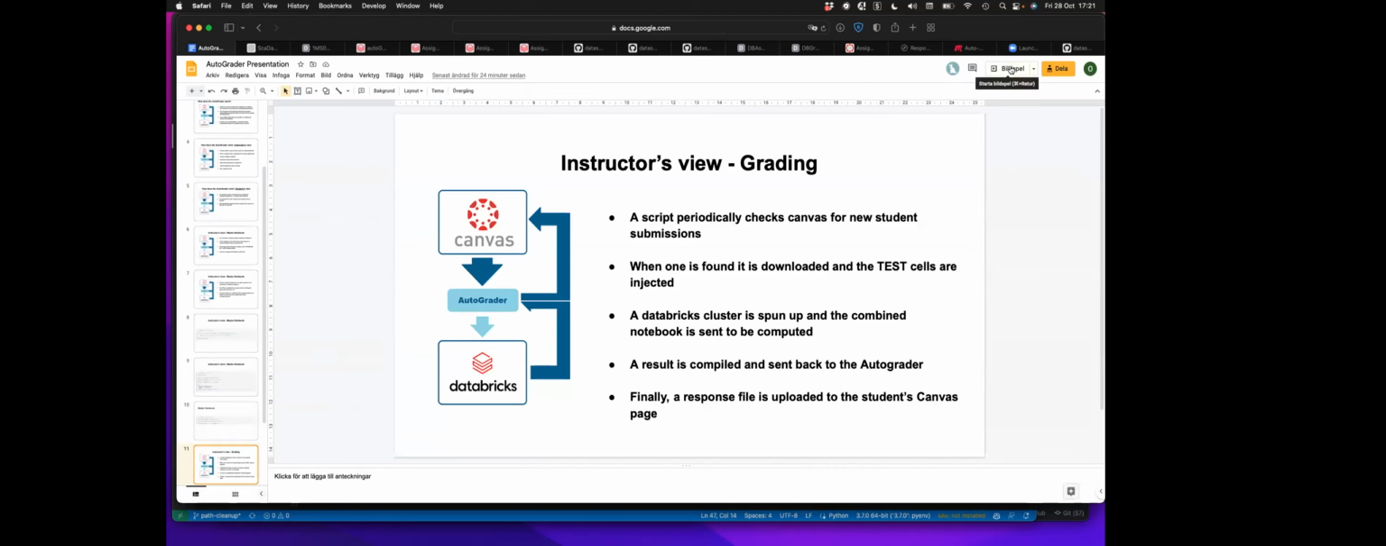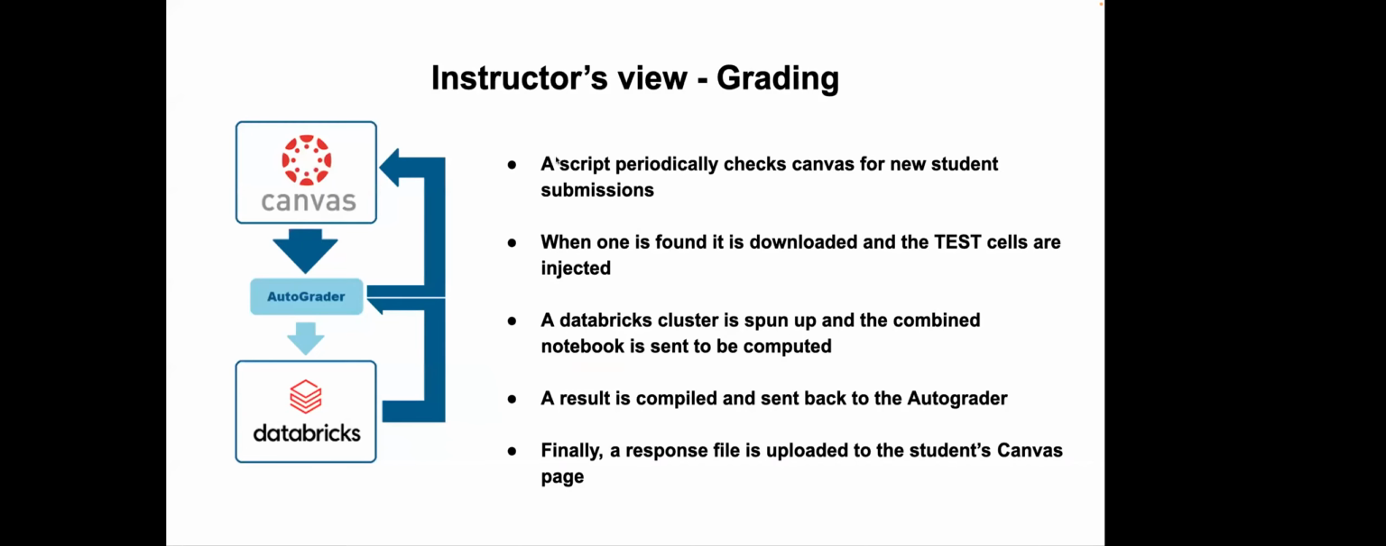Okay, let's continue. So now that we've generated the notebooks and we understand how they work, from the instructor's view, how about the grading? We have a script that periodically checks Canvas for the submissions, with a time interval of every 30 minutes. When one or several are found, we download them and add the capital test cells before submitting to Databricks, where we spin up the cluster with the combined notebook.